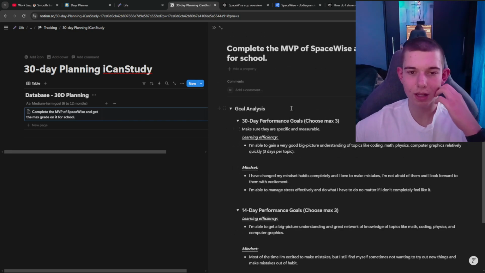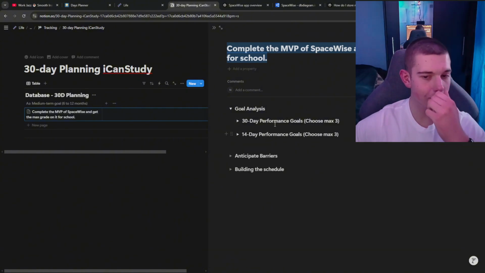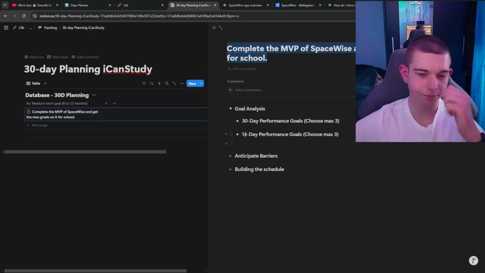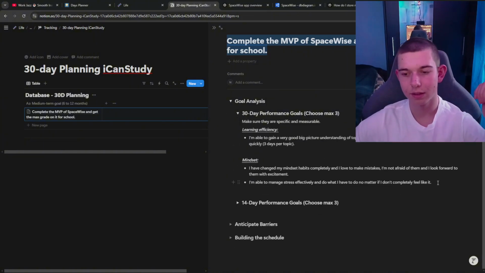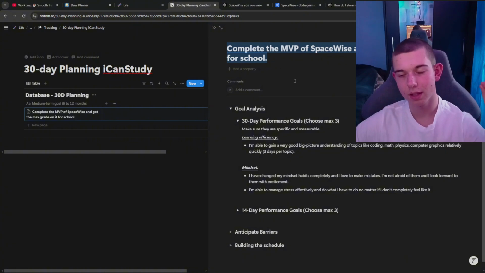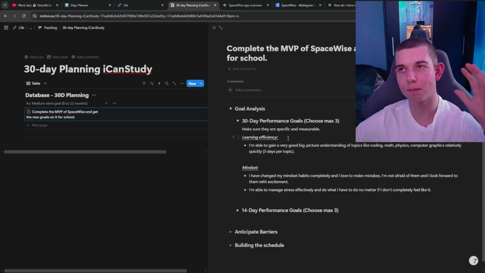So here we got something of a goal. We got 30-day performance goals, 14-day performance goals, anticipating barriers, and building the schedule. These are goals based on attributes: who is the person that is going to be able to achieve this goal, and what attributes does this person have? Then I need to create 30-day goals based on those attributes and what I'm going to be able to do. What's the person that is perfectly able to achieve this?